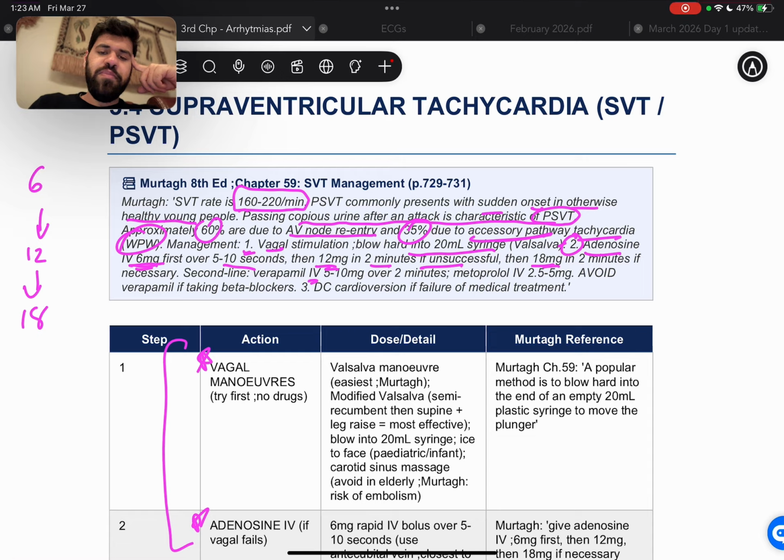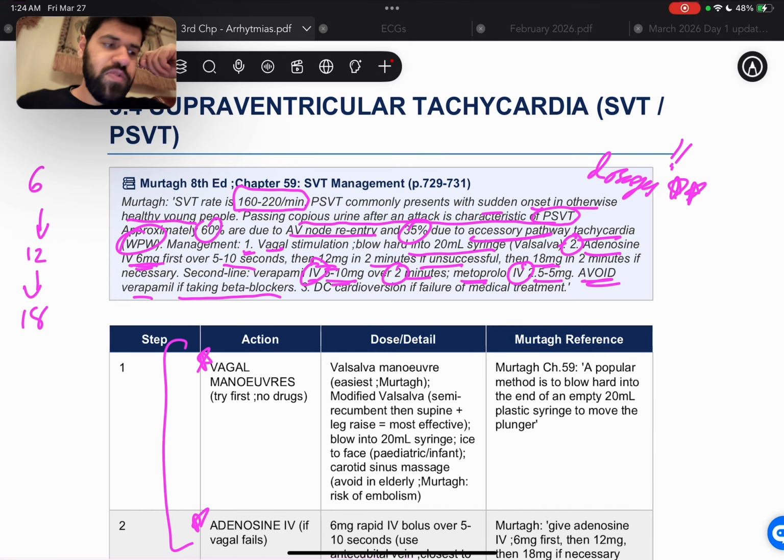Then verapamil, and for this dosages are important, because you will get questions with the timings, especially for adenosine, and you have to select the right answer. Verapamil is IV, and so is adenosine, because there are questions that give you oral, or let's say IO. So IV is the right choice: 5 to 10 mg over 2 minutes. Then metoprolol IV, again 2.5 to 5 mg. We avoid verapamil if taking beta blockers, because that could lead to severe hypotension.